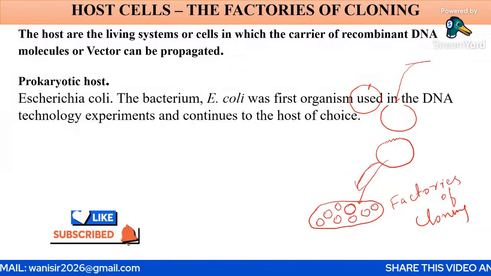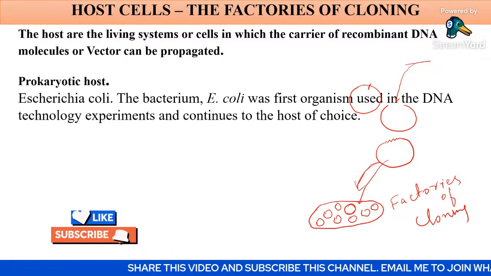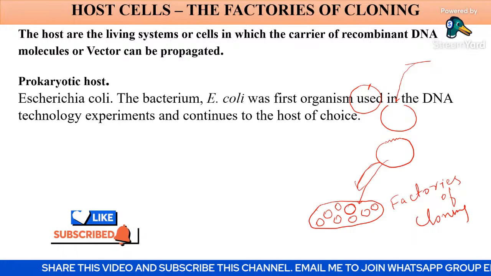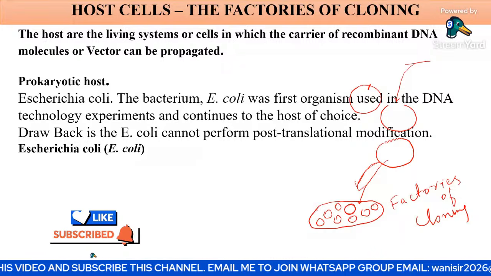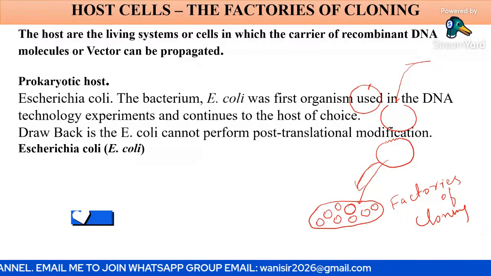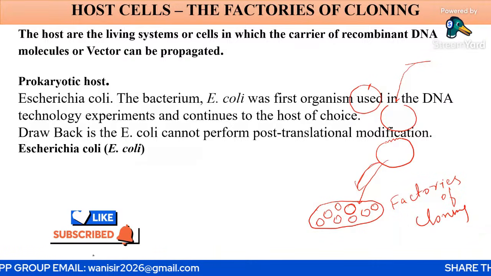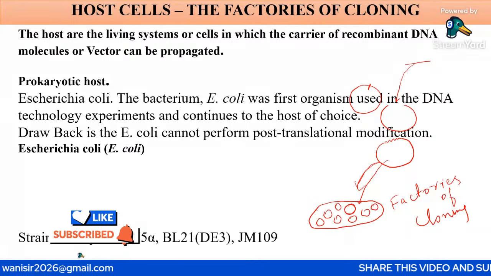Now, the first host cell is a prokaryotic host cell. It is E. coli, which was the first organism used in DNA technology experiments and continues to be the host cell of choice. So the drawback is that E. coli cannot perform post-translational modification. This is the first drawback. If we want to perform post-translational modification, it's not possible in this host cell.